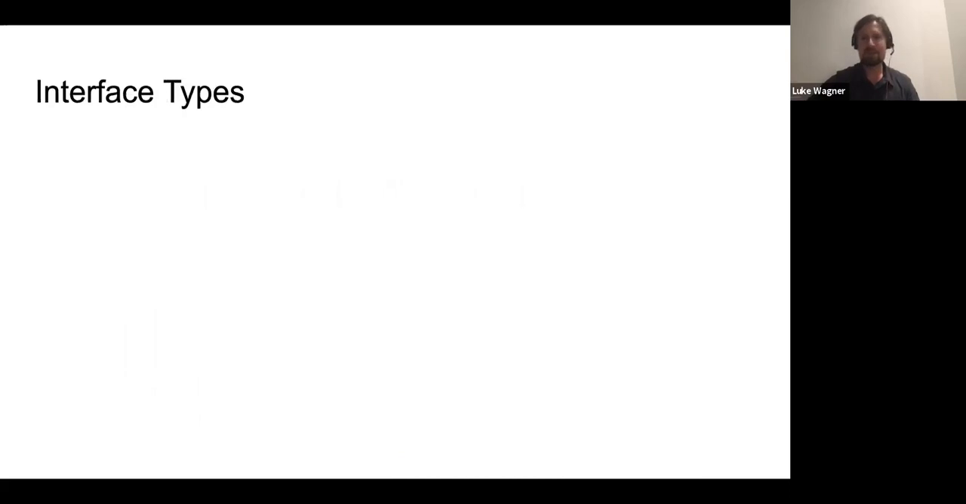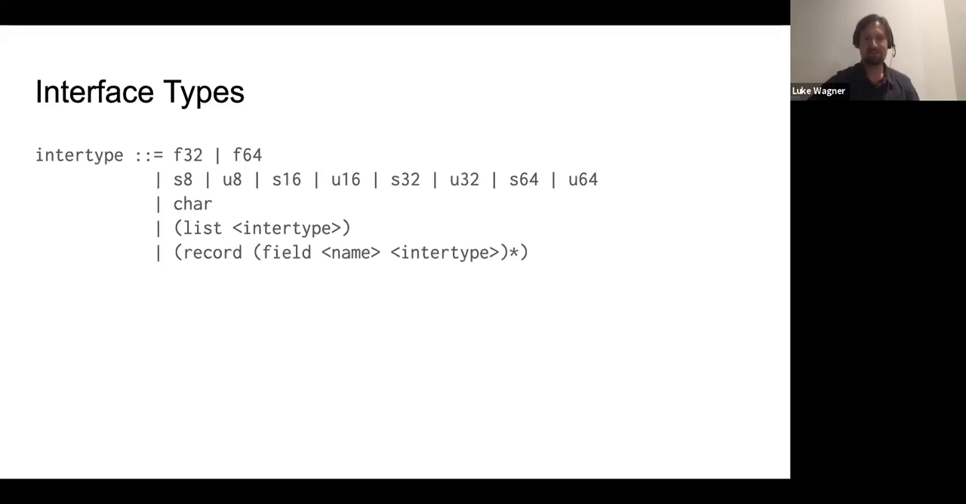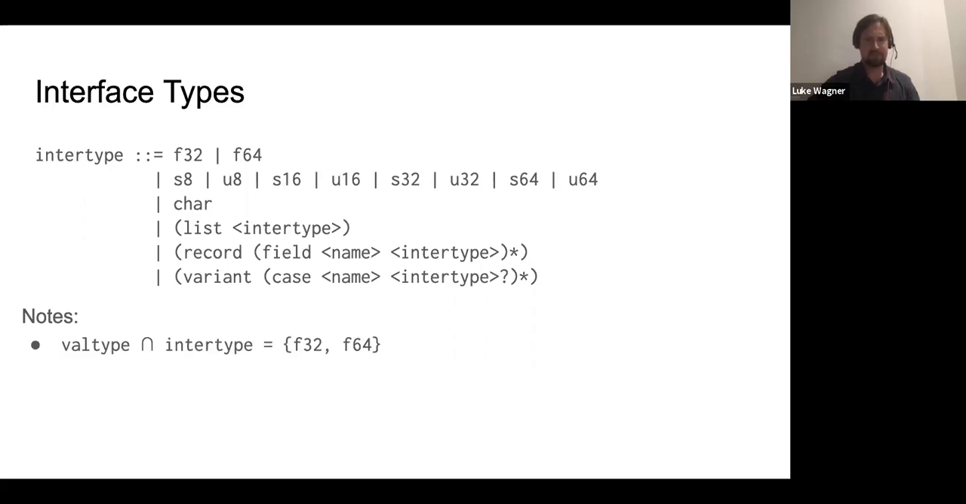So let's look at what are the actual set of interface types. So we start with our floats, then we have sized signed integers. There's a character type, a list of any of these things, a record whose fields are any of these things, and a variant whose case payloads are any of these things. And that's, at a basic level, it. So some notes. Yes, this is the same F32 and F64 that's in the core WASM value types. So the sets intersect, and that's fine.